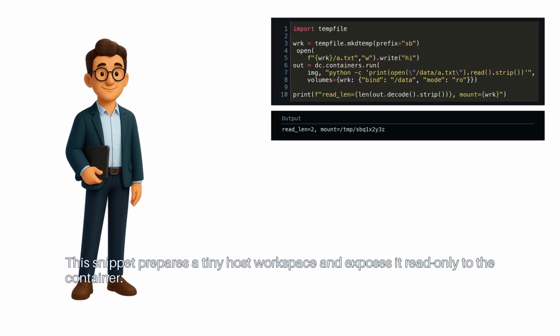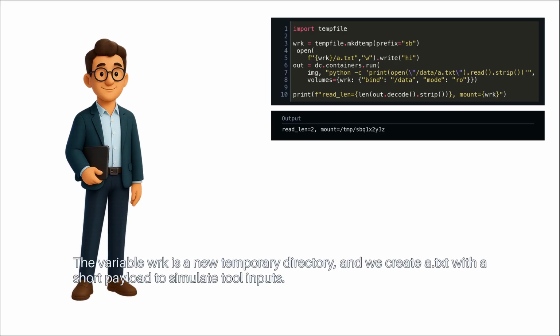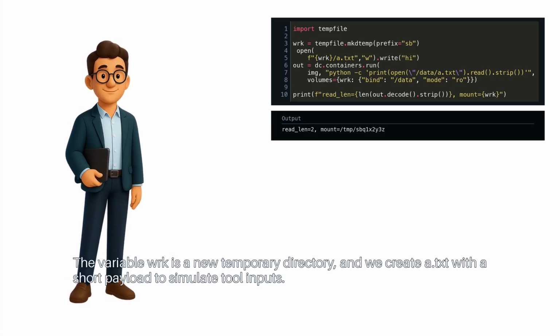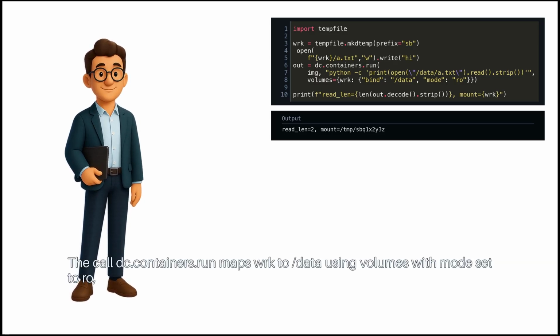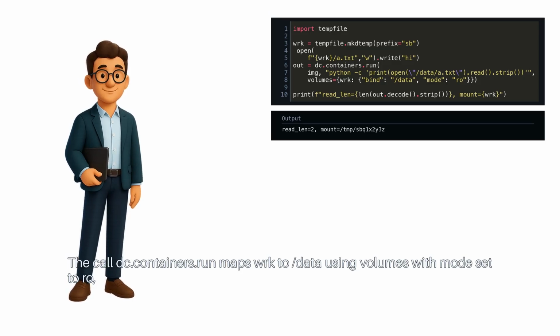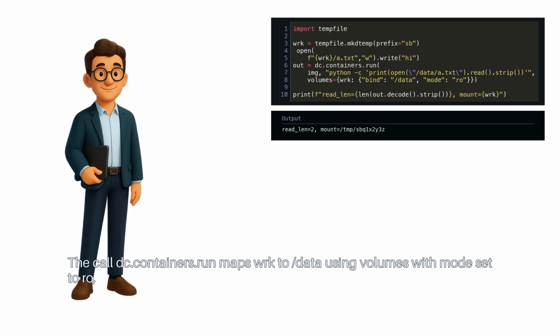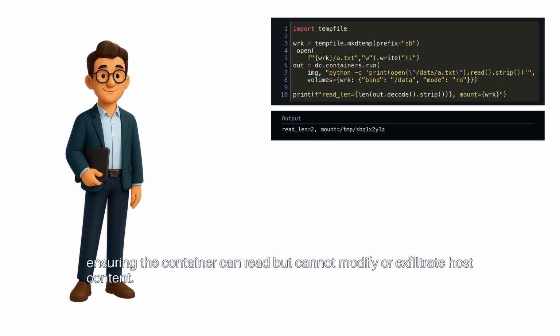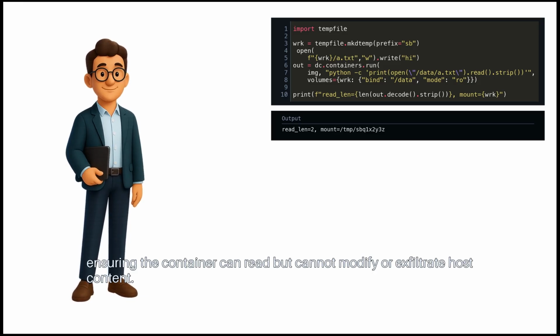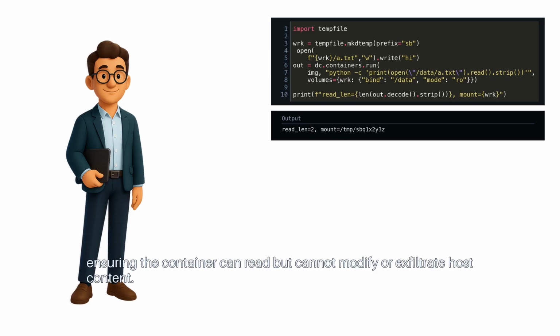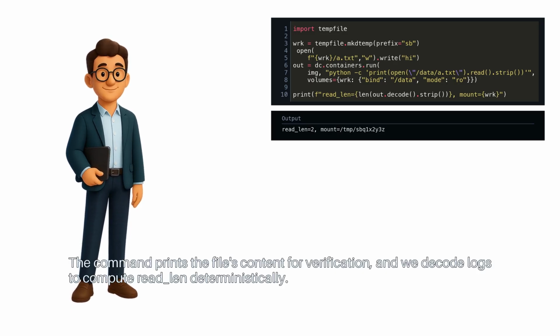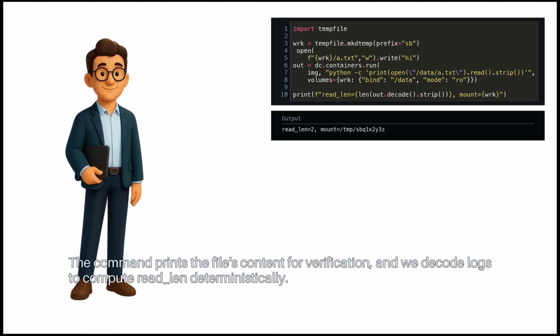This snippet prepares a tiny host workspace and exposes it read-only to the container. The variable WRK is a new temporary directory, and we create a txt file with a short payload to simulate tool inputs. The call dc.containers.run maps WRK to /data using volumes with mode set to ro, ensuring the container can read but cannot modify or exfiltrate host content. The command prints the file's content for verification, and we decode logs to compute read_len deterministically.